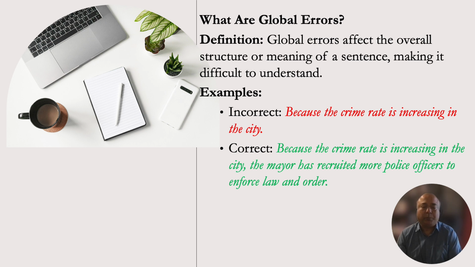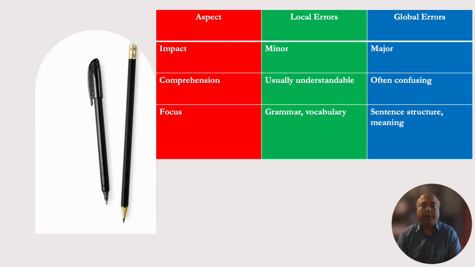So that's the difference between local and global errors. Let's look at it again. Local errors are minor. The impact of local errors on the reader is minor, but global errors must be avoided in formal writing. Text messages, emails are different, but if you're writing a paper for your college professor, then you must avoid global errors. The impact is major.